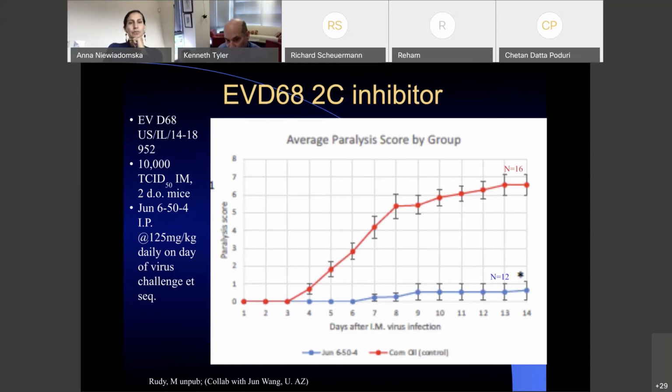6050-4, not a very catchy name. And you can see there how well that did in the blue line in terms of reducing paralysis compared to a control vehicle alone. And we're now in the process of testing that same compound in that therapeutic model. And also, of course, looking at its CNS penetration and pharmacology, which Jun is doing.